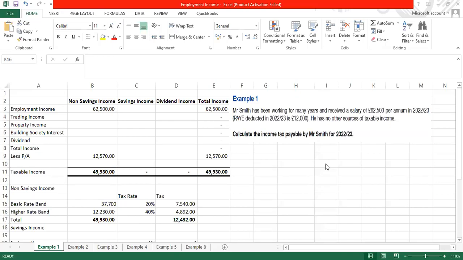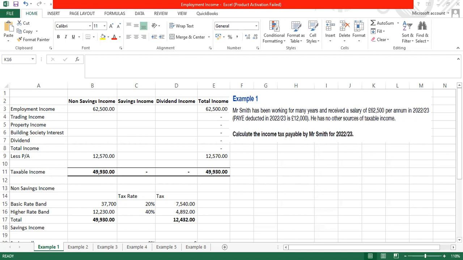Hi, everybody. I'm Shahid. Today, our topic is employment income, savings income and dividend income. This is a must question for your exam. We will go through different examples with you and see how you can solve this question in your AAT exam. My focus will be to make your concepts crystal clear through these examples.